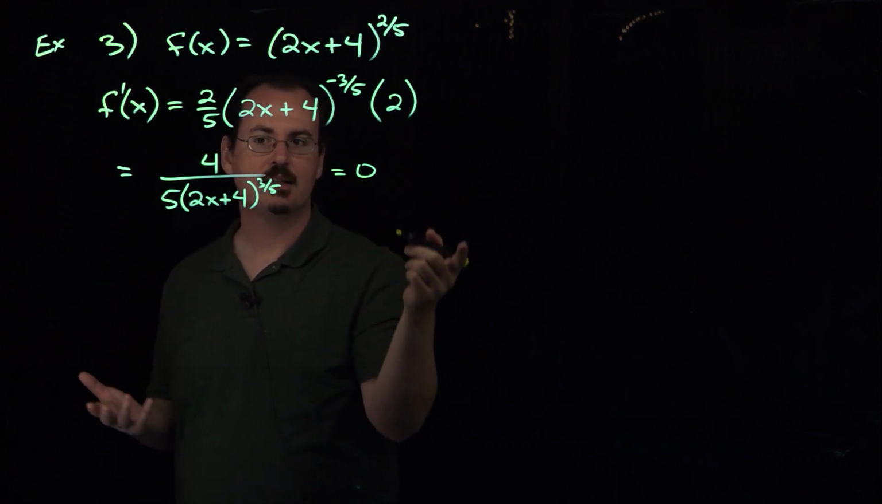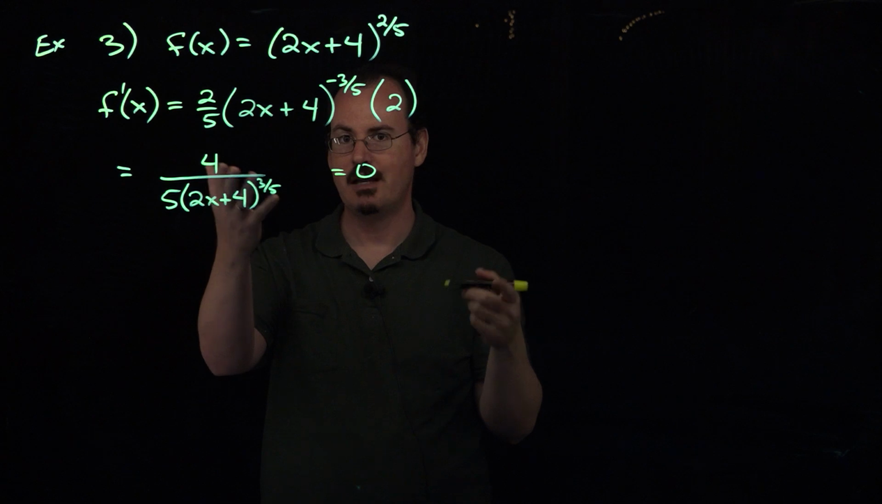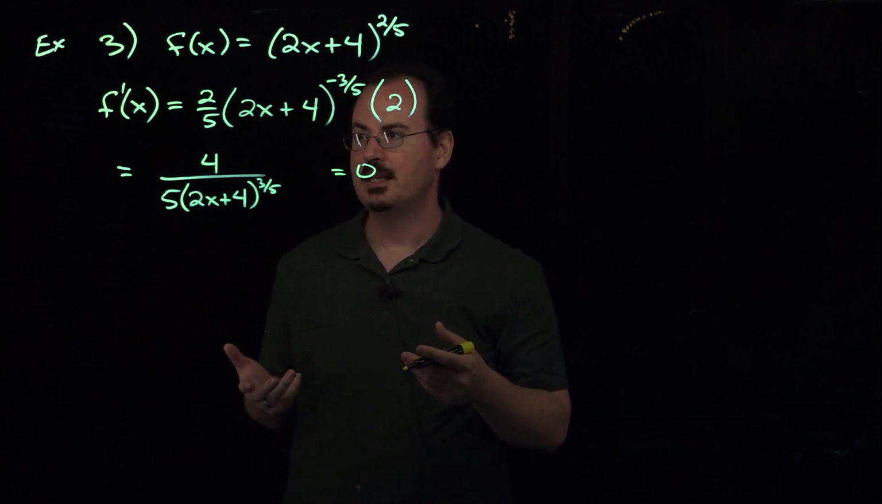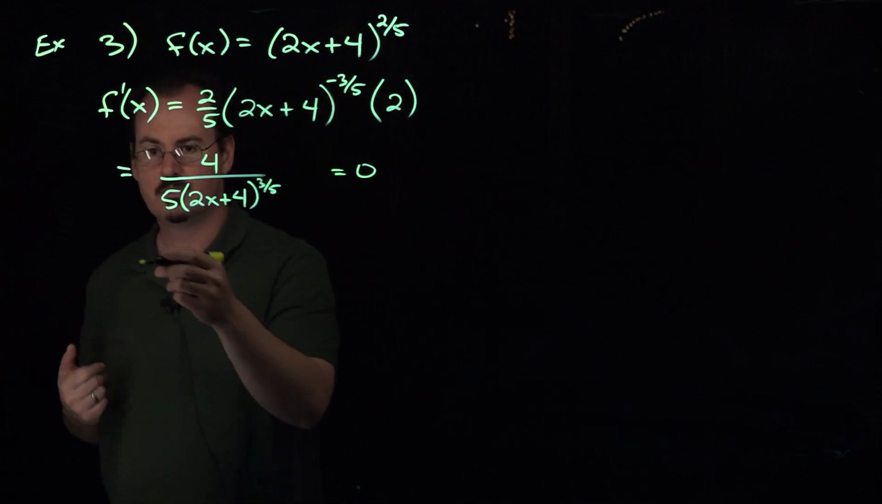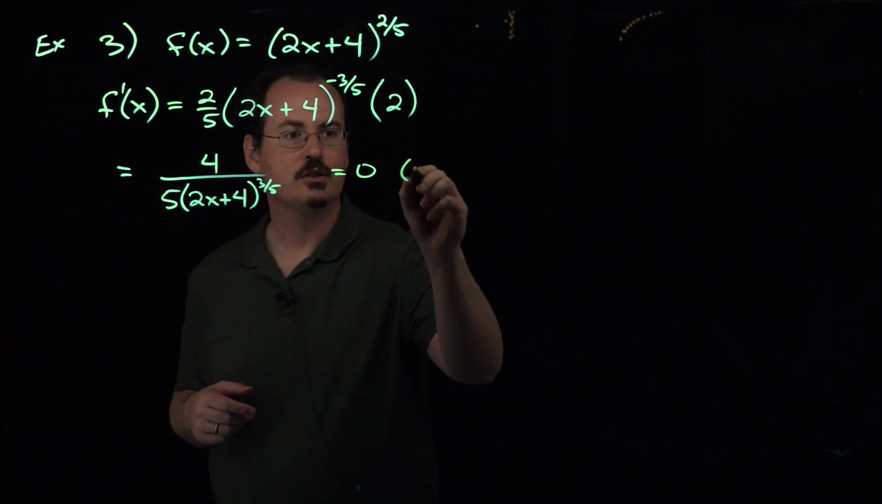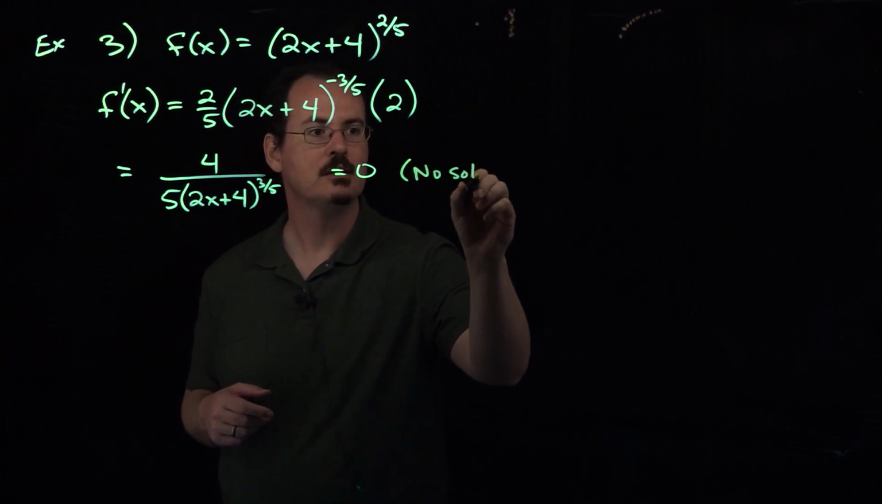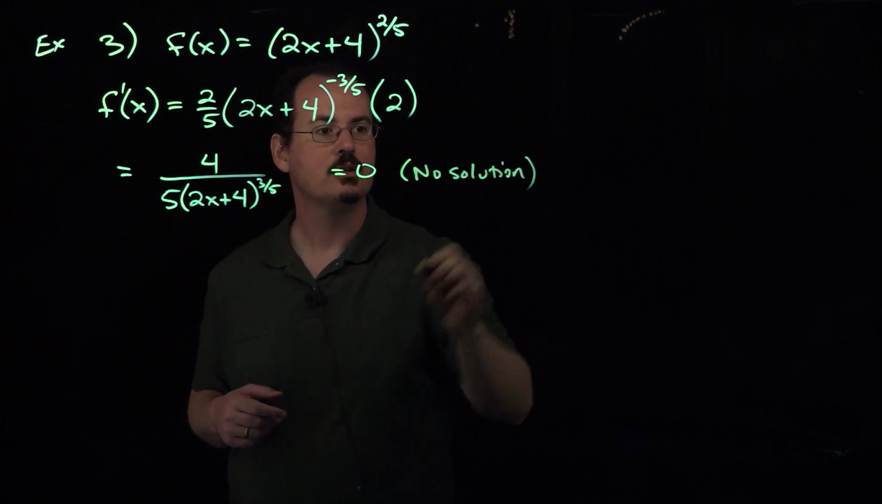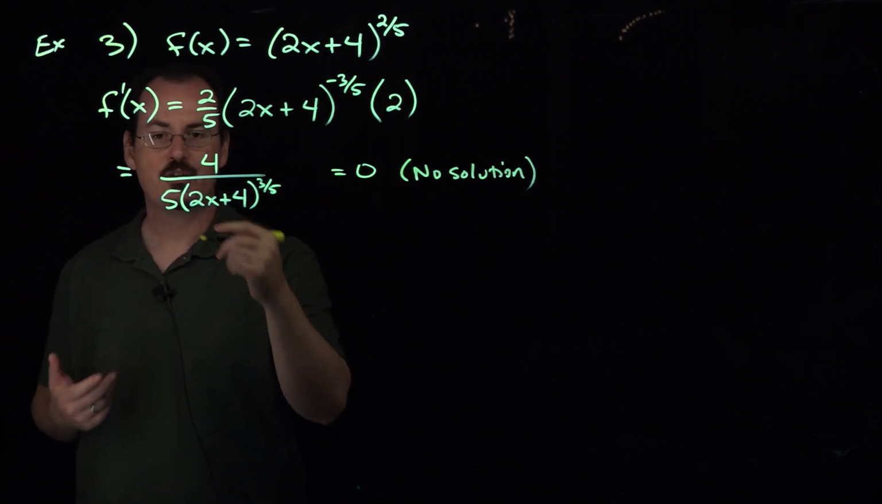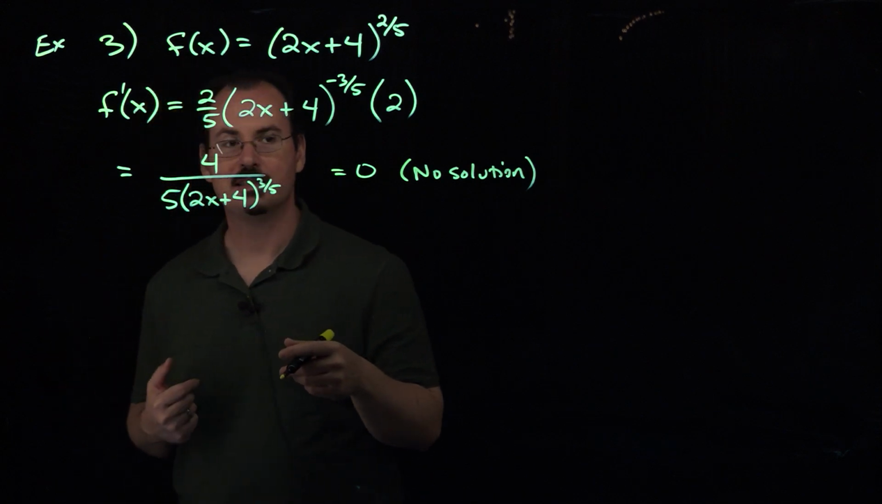So this is telling us that this derivative is never 0. So there's no places where the derivative is 0. There's no critical numbers of that kind. So basically, there's no solution to this. So there's no critical numbers of the type where the derivative is 0. There's the other kind of critical number, and that's where the derivative doesn't exist.